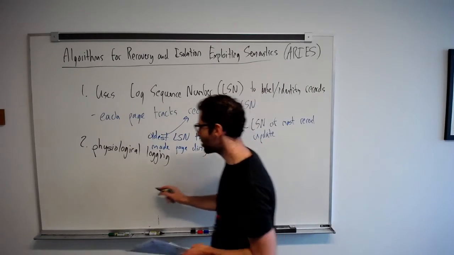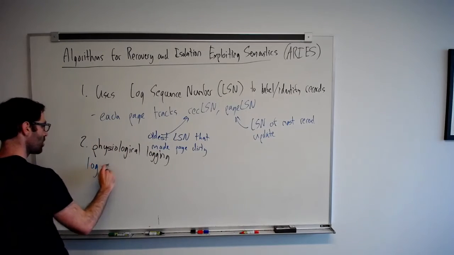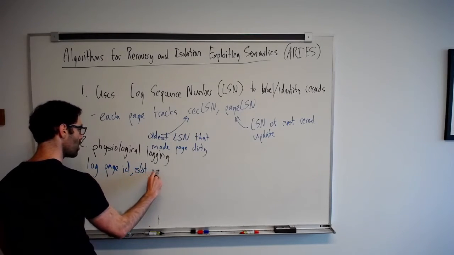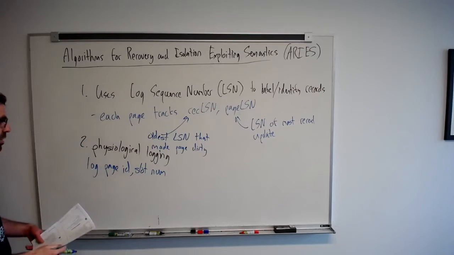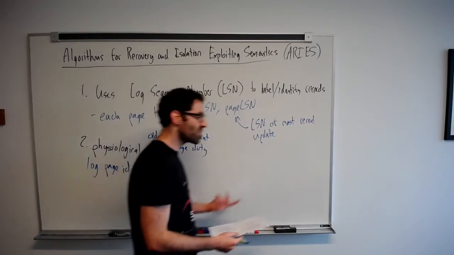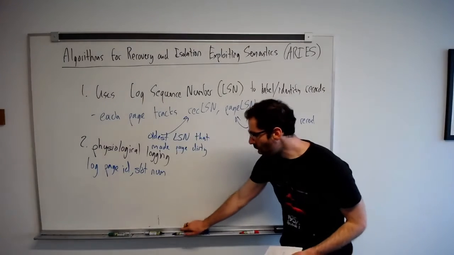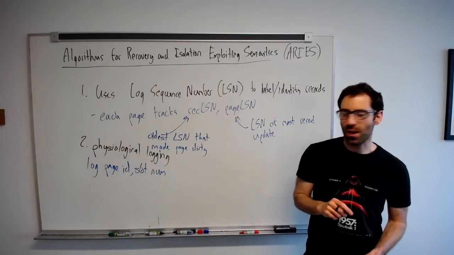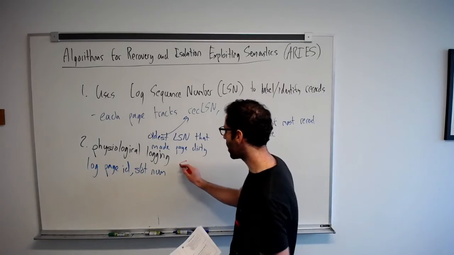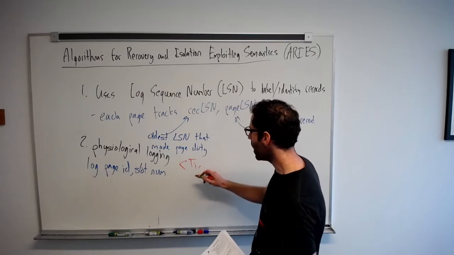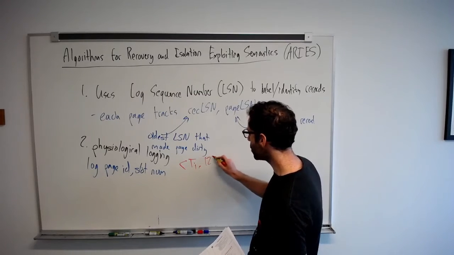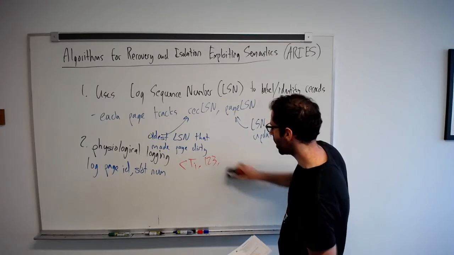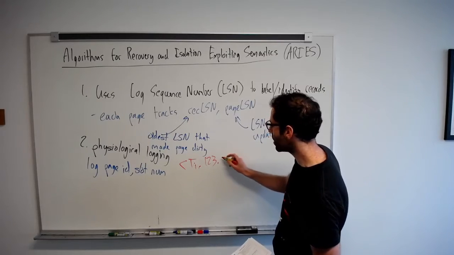And in this case, we're going to log the actual page ID and potentially a slot number, basically the location, the page that was changed as a result of this update. So this would be something like: we had T1, it changed page 123, say slot 2.